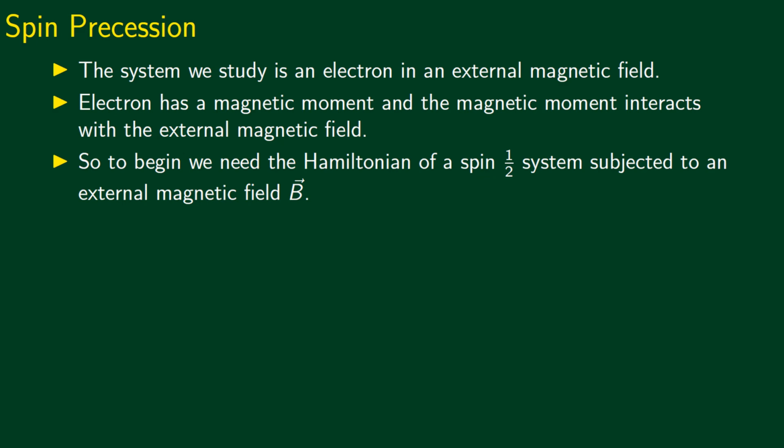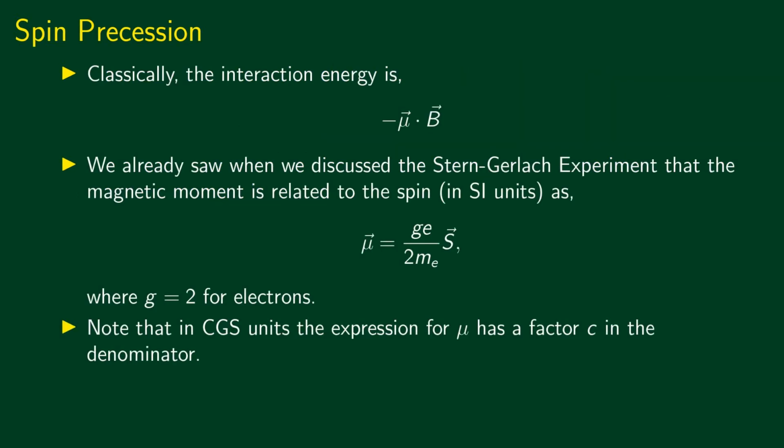We know that electrons are tiny magnets, that is, electrons have a magnetic moment and this magnetic moment interacts with the external magnetic field. So, in order to start to describe the time evolution, we need the Hamiltonian of a spin half system that is subjected to an external magnetic field B vector. So, the next question is how do we get the Hamiltonian? Okay, we know that Hamiltonian is the energy operator.